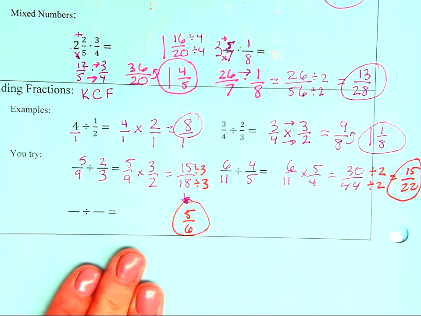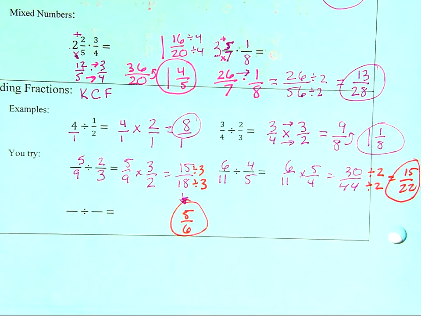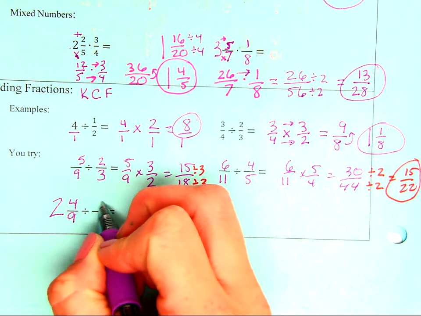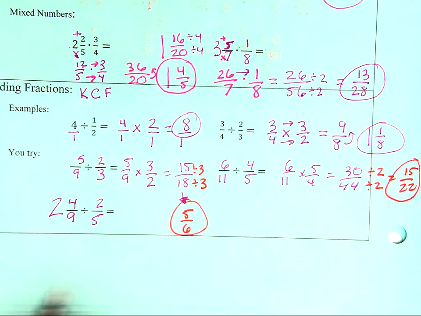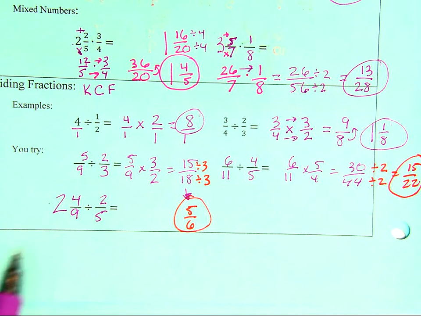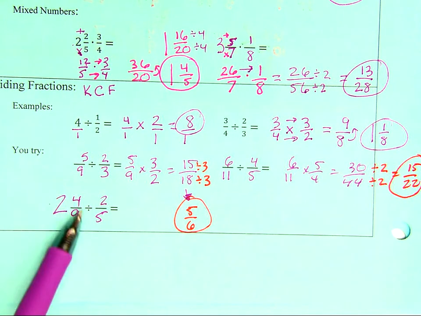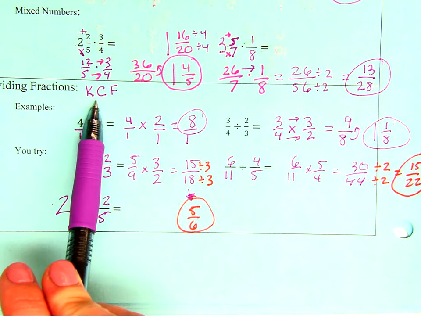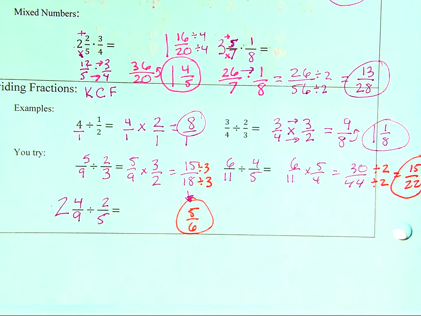So you should have 5, 6, and 15/22. We're going to try one more division one with the mixed number. So I'm not going to do an example first because this is pretty similar to what we did with our multiplication up there. So you do need to change this to an improper fraction first, and then you can keep, change, flip. So pause the video and give that one a try.